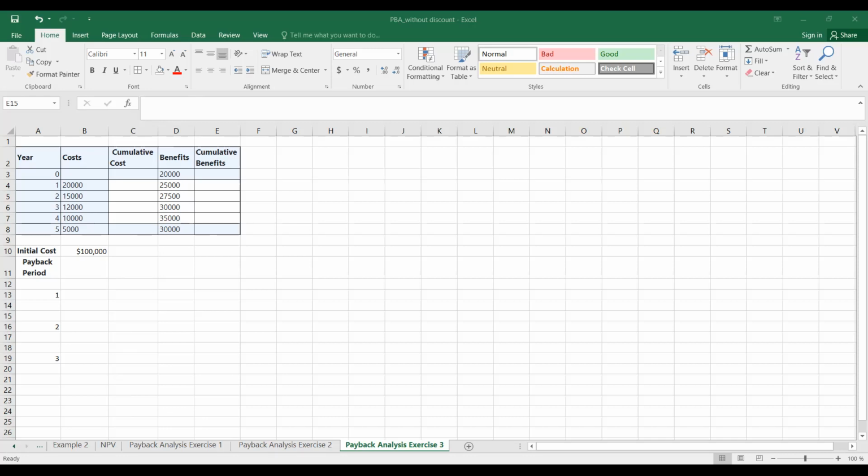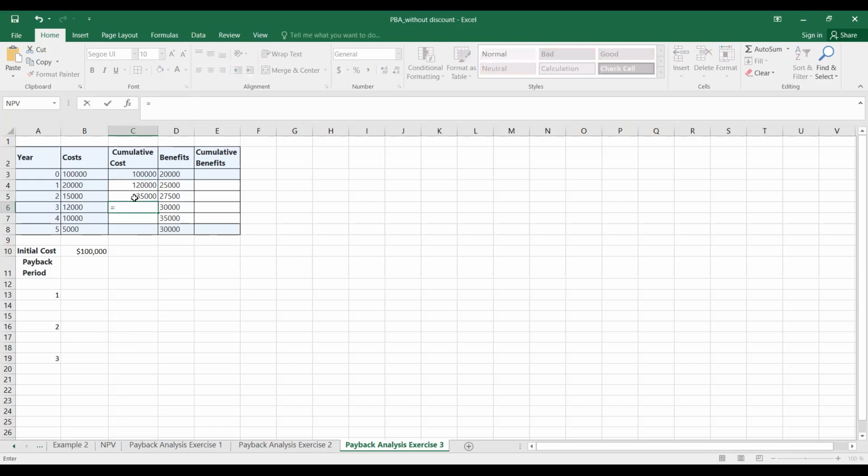All right. I hope that you are clearly able to see the shared screen in front of you. Okay, now for year 0, the cost is going to be 100,000. So your cumulative cost would be the cost for year 0. Cumulative cost for year 1 will be equal to the total cost of year 0 plus the cost for year 1, so 120,000. Next up, your cumulative cost for year 2 would be the total cost of year 1 plus the cost of year 2, 135,000.